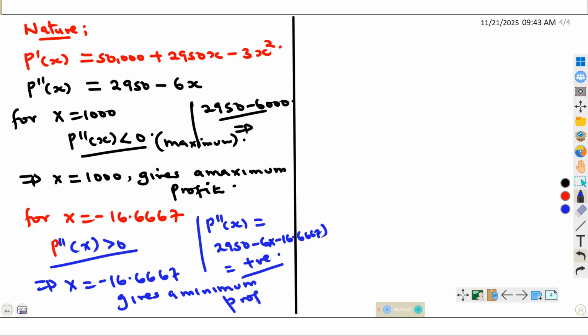Gives minimum profit. So that is what it implies. After finding out the x that will give us the maximum profit, now we can look at the maximum profit. So for x equaling 1,000, let us get the maximum profit.